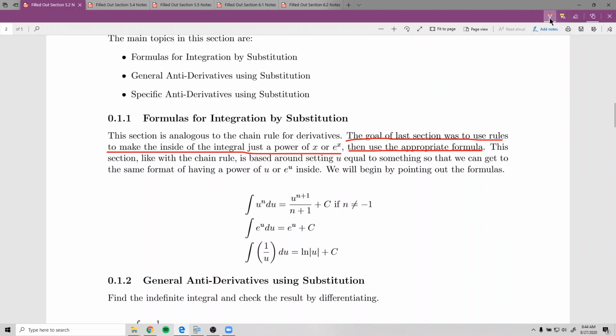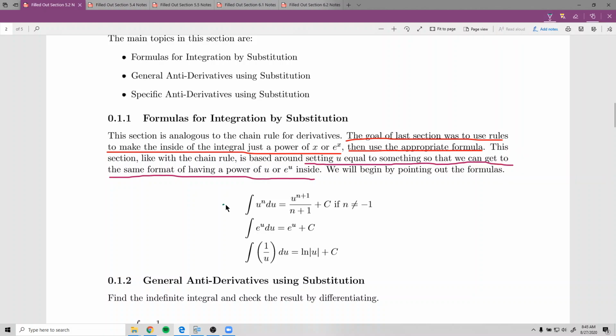You'll notice that the formulas that we have below for those three replacements are exactly the same. The idea, though, is that very often when we use the substitution method, and I don't know why the letter chosen is u, to make our integrand look like a power of x, or e to a power, we will set u equal to something so that we can get to the same format as having a power of u or e to the u inside. Then we will use our appropriate formulas.